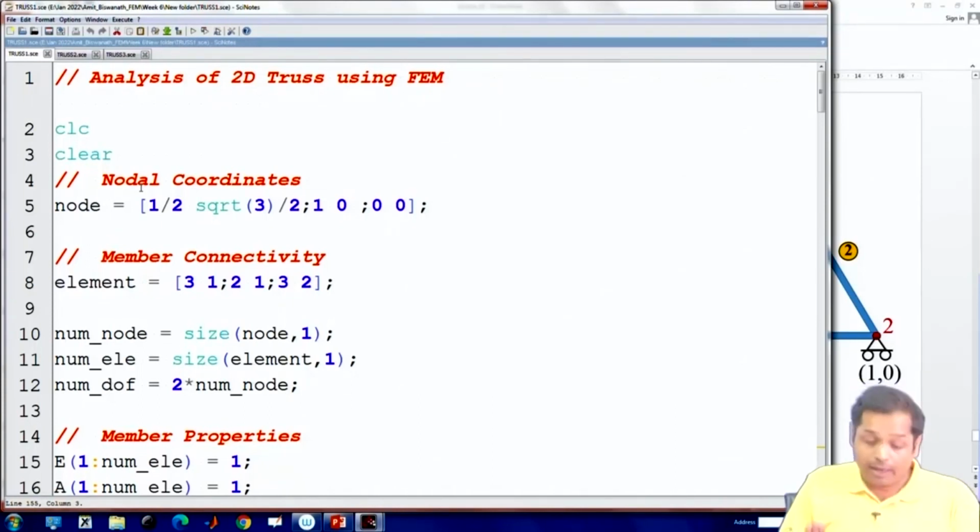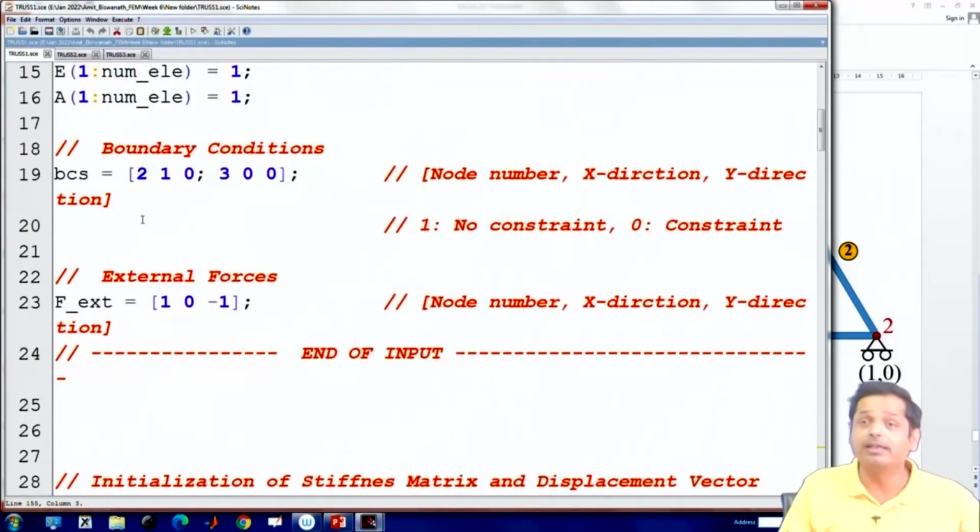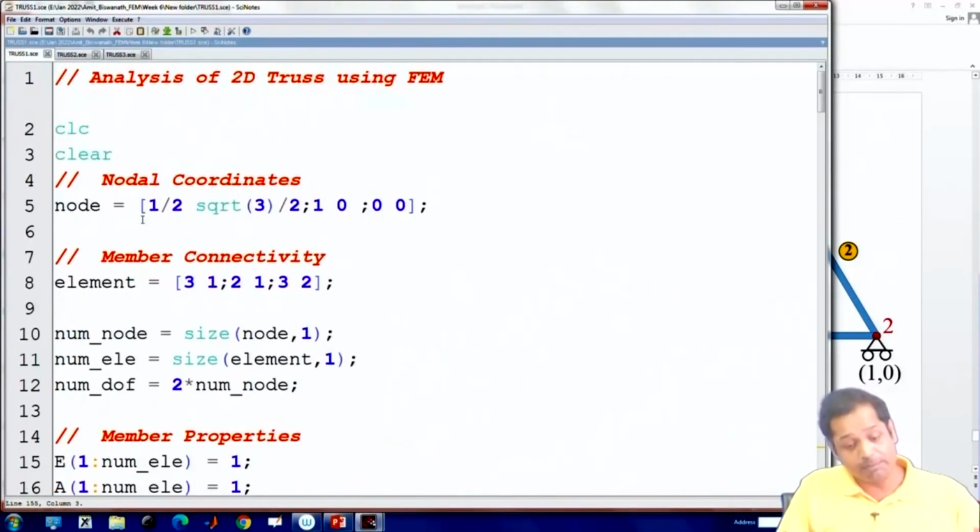Please note, the idea here is not to develop a finite element code. The idea is that whatever you have learned is translated into a computer program, and this program can be used to handle relatively larger problems. Writing a program is subjective. Once you understand how to translate all these calculation steps into a program, then you can write on your own.